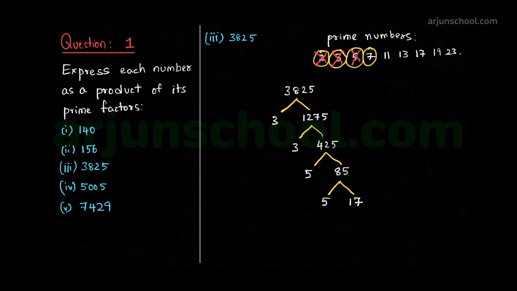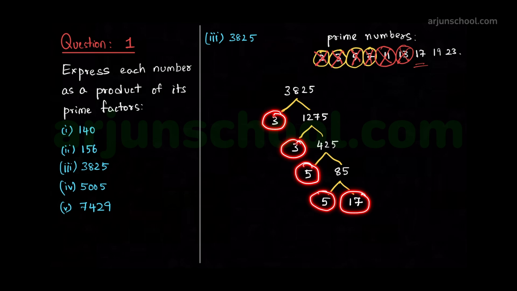The next prime number is 7. 17 is not divisible by 7. And similarly, 17 is not divisible by 11 or 13. Then we have 17. 17 is already a prime number. Therefore, we can stop the prime factorization for the given number. The prime factors of 3825 are 3, 3, 5, 5 and 17.